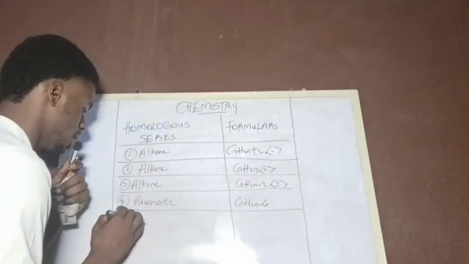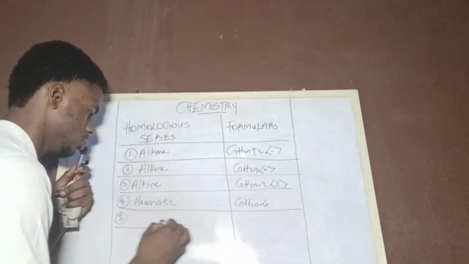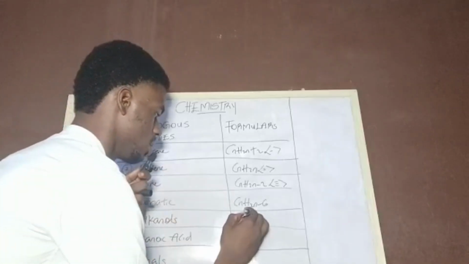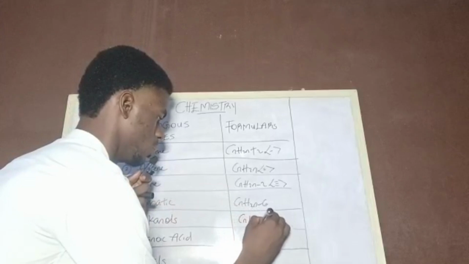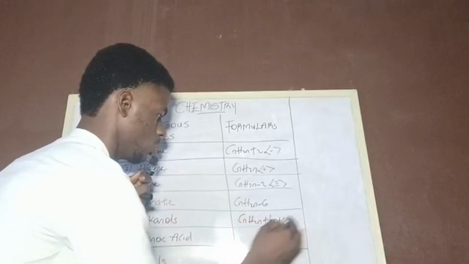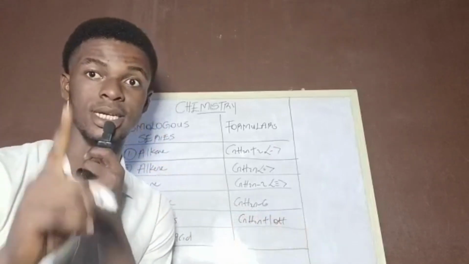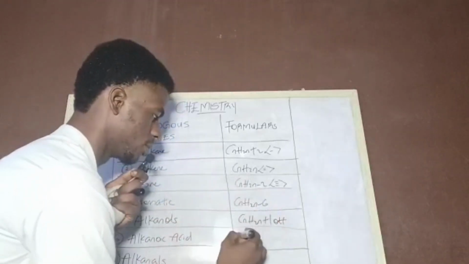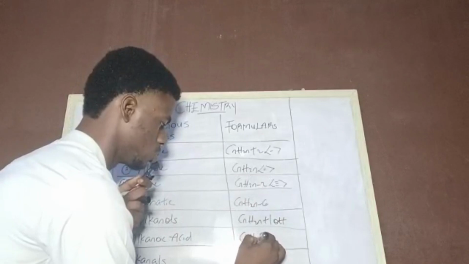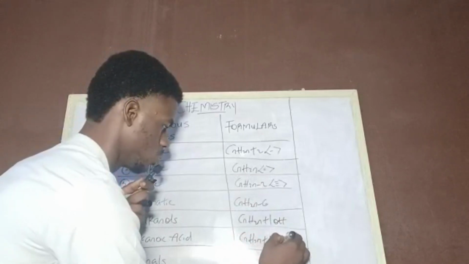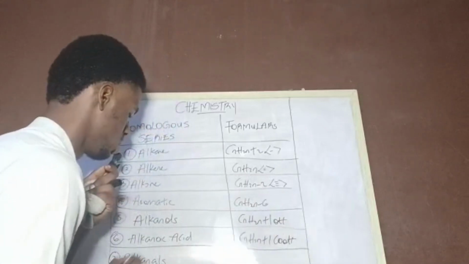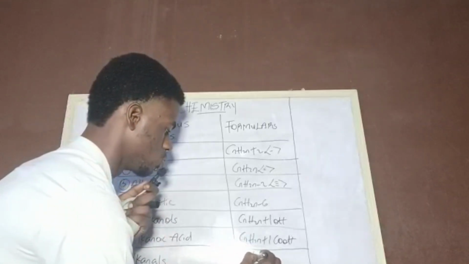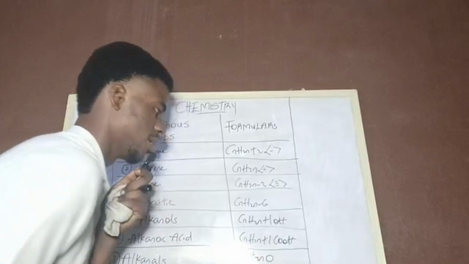The next one we have is alkanol. Alkanol is CnH2n+1OH. Then the next one, alkanoic acid, is CnH2n+1COOH. Now we have alkanals. Alkanals is CnH2nO.